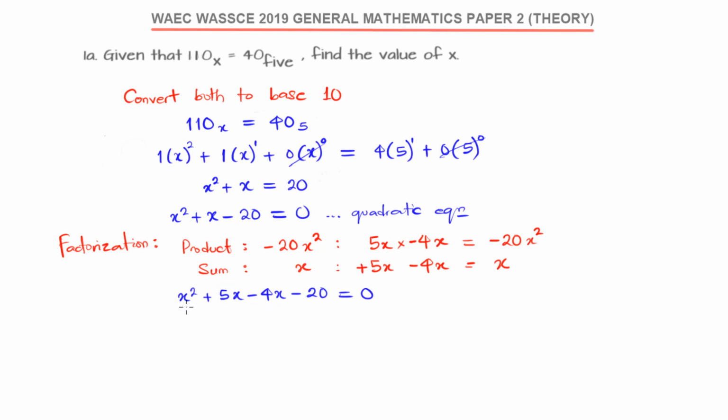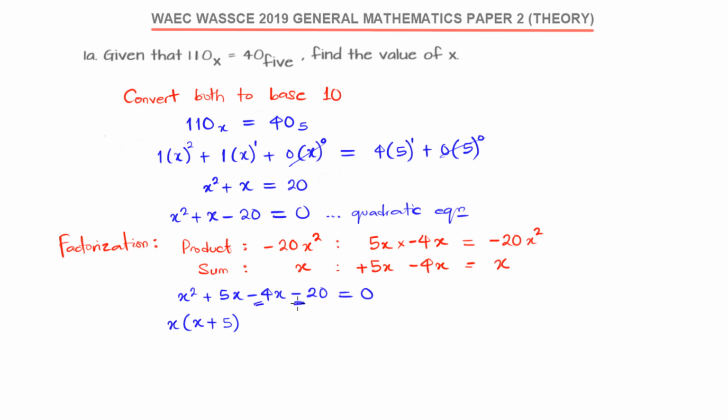Looking at the first two terms, we can see that x is common to both. So we can factor out x. We have x. x in x raised to power 2 is x. And x in 5x is 5. Okay, that's how we factor out.